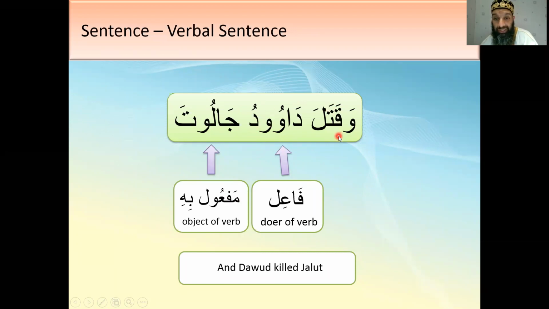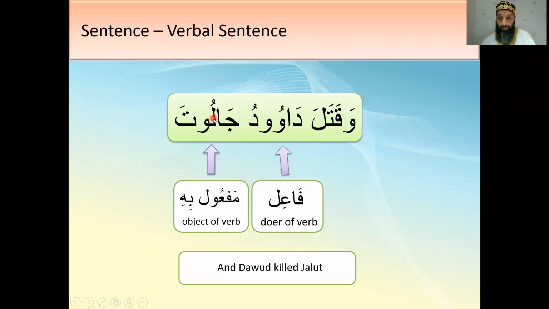Dawood killed Jaluta. Jaluta is the one that the killing is being done to because it's mansub. So the doer of the verb is marfu and the thing the verb is done to is mansub.